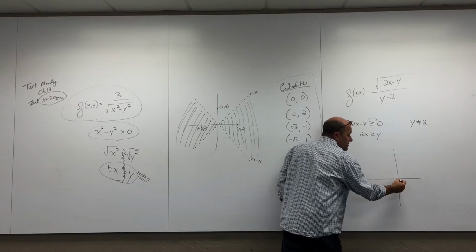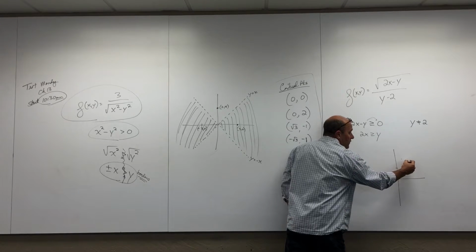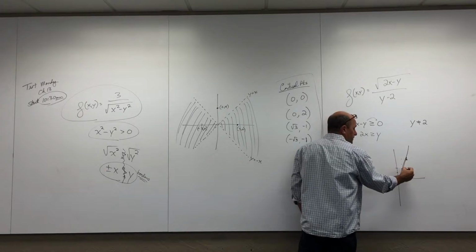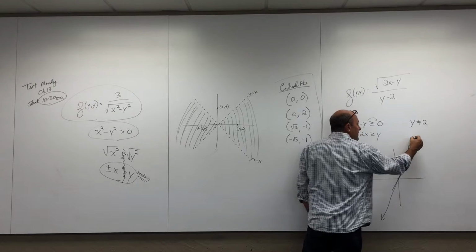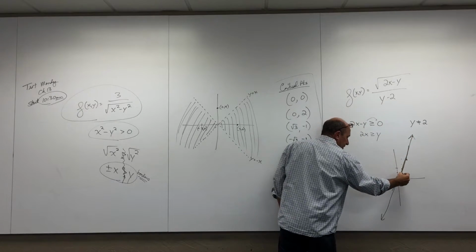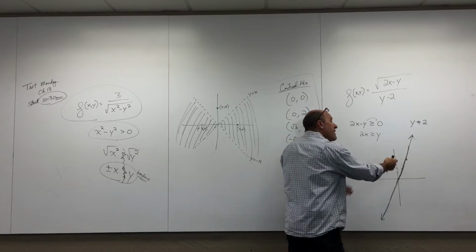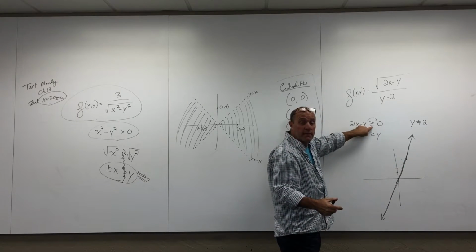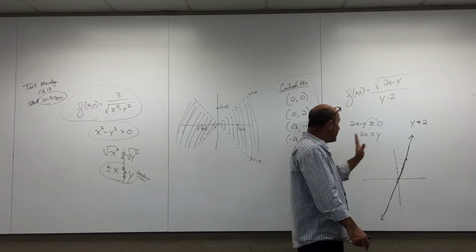Y equals 2x is a pretty easy line. It goes through the origin. It goes up 2 and over 1. And it's this line. Is it okay for me to make it a solid line? Again, this is the border, but this time my border is solid because it's allowed to equal. So my border is solid, but I still need to shade one side or the other.